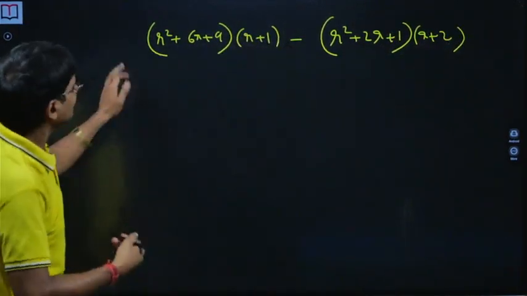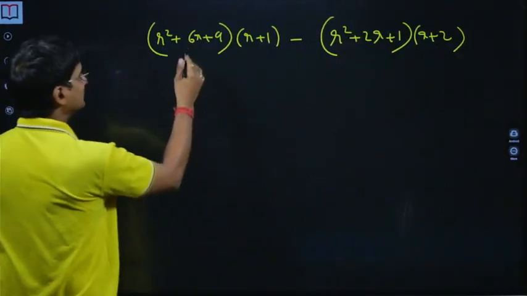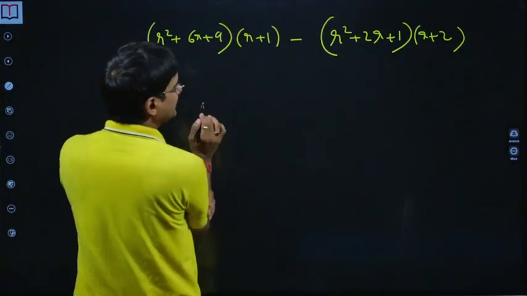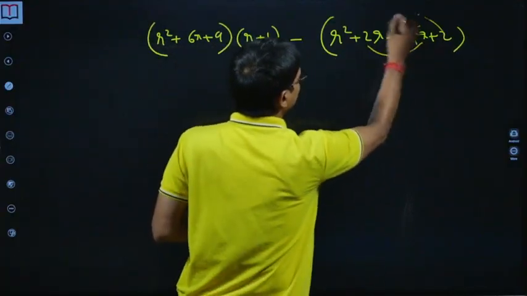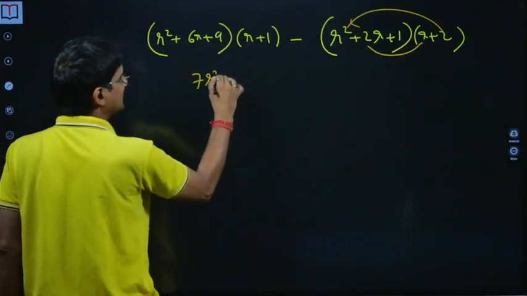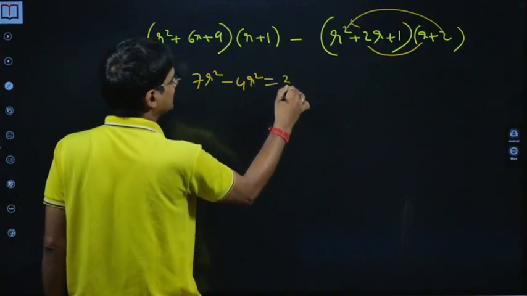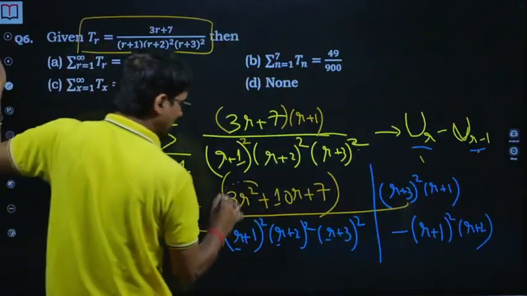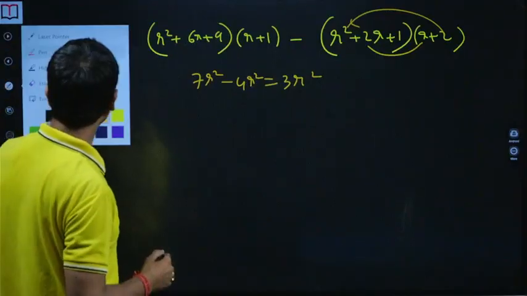Let's simplify it. Of course r cube will get cancelled. So it is 6r square and 7r square. It is 2r square, so at least 7r square minus 4r square gives us 3r square, which is the first term we need in the numerator. So that part is being taken care of.